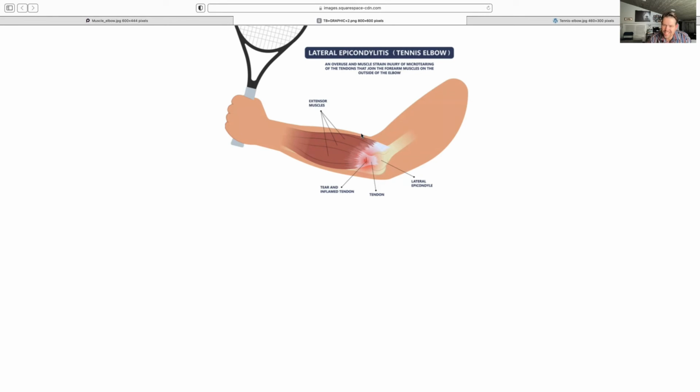And that's because these extensor muscles themselves are being overworked, and they come back down to this common extensor tendon. And with that extensor tendon, it becomes irritated. It overall becomes irritated, and it can even create some little micro tearing. So overall, what do we do for it? That'll be in our next segment.